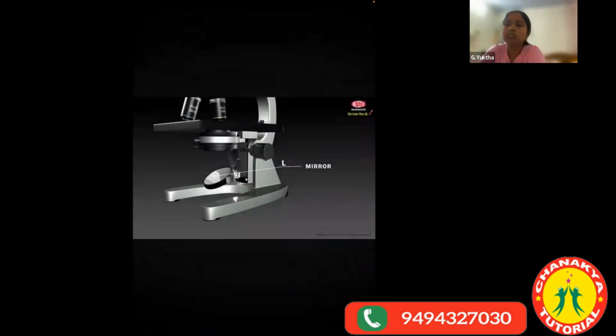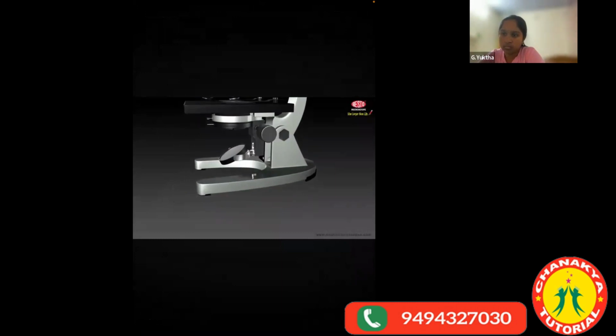Shining through your sample or slide. Sometimes we use a lamp plugged into an electrical outlet instead of a mirror or reflector. M. The base of the microscope is the heavy bottom part. It supports all the other parts of the microscope.